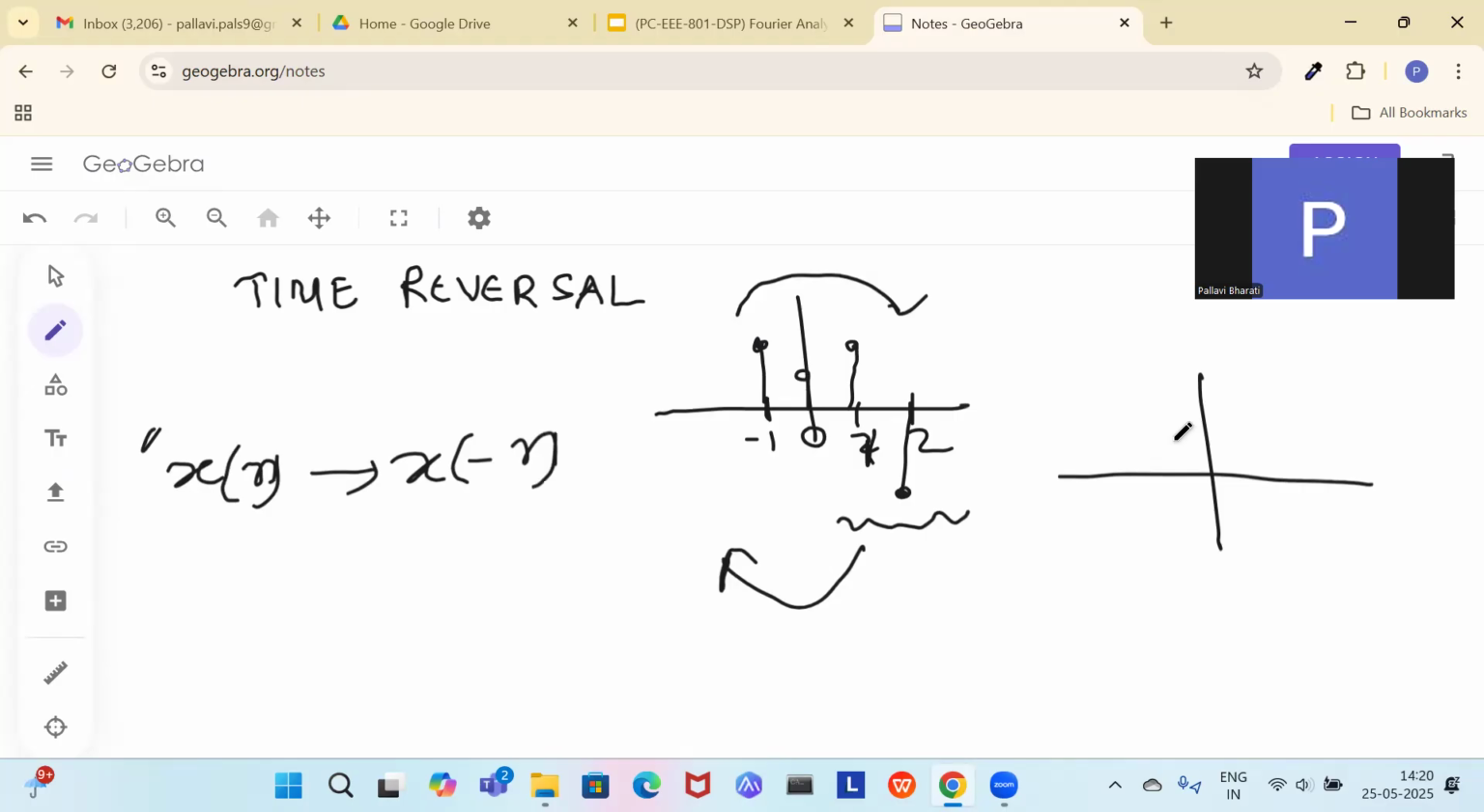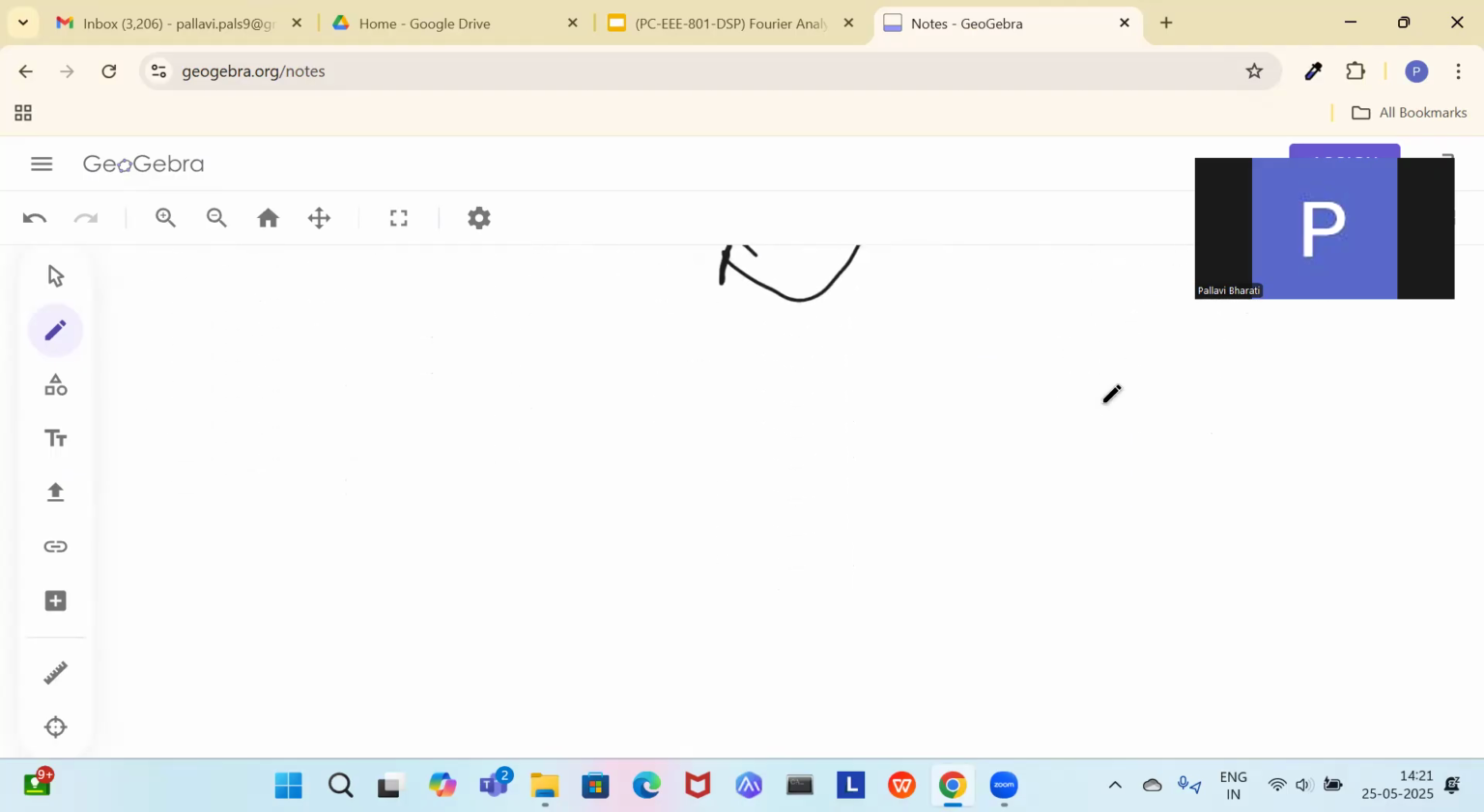So when you change this, 0 will remain fixed, but -1 will be having this value. There will be a value at -2 also, and on this side, only one value will be present at 1. So this is what happens in case of the time reversal. Now, in the DFT case, what we are going to see is how the reversal of time affects the DFT of the sequence.